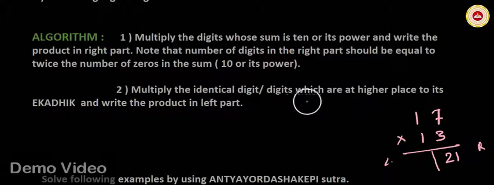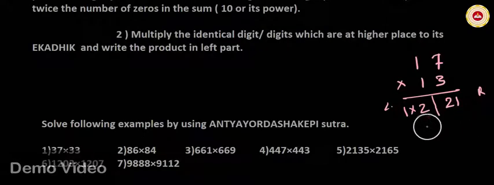So multiply the identical digit or digits which are at the higher place by its ekadhik. What is the ekadhik of 1? 2. So multiply 1 with its ekadhik, that means 2. So the answer will be 1 twos are 2, and 21.